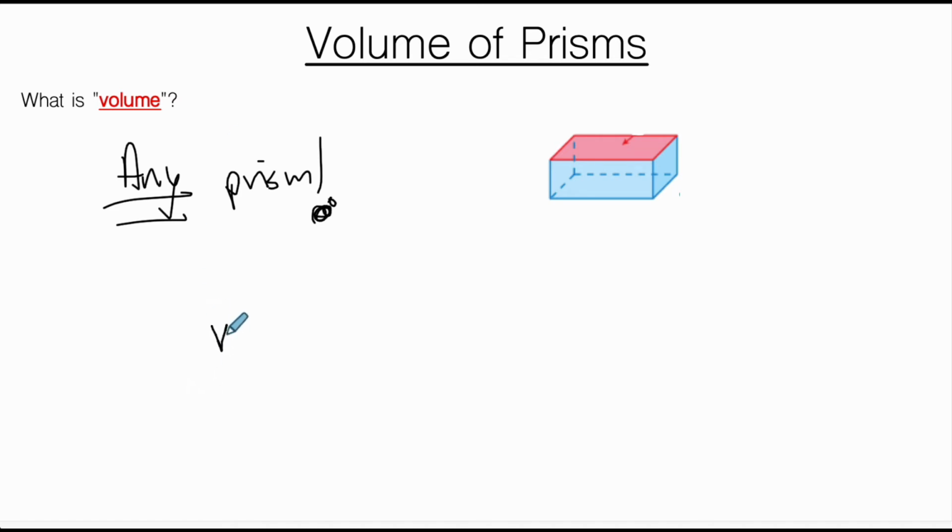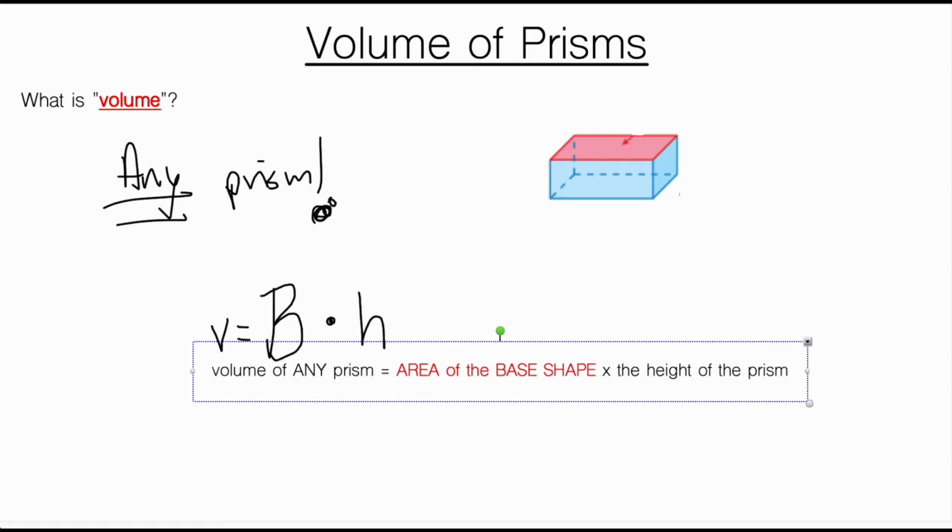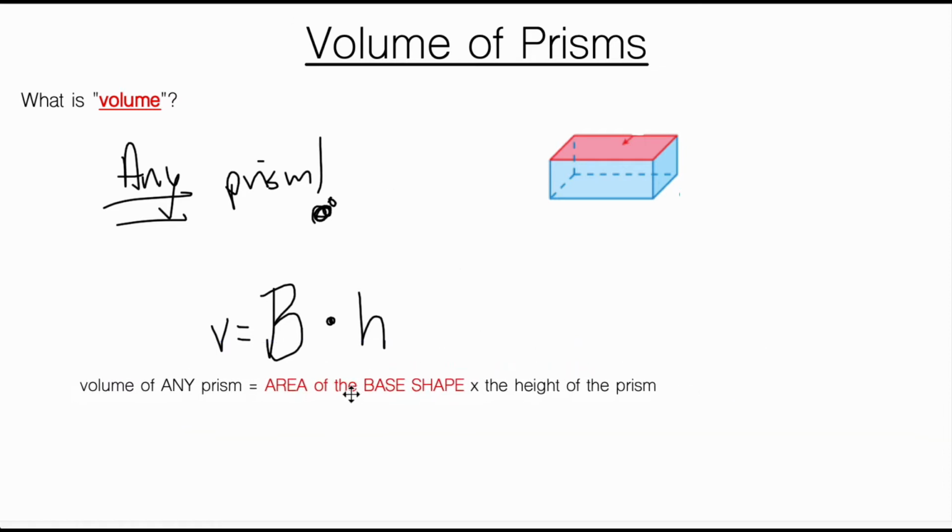Volume is equal to the area of whatever the base is multiplied by the height of the actual prism. And I'm going to write that out in words so that you have it. There is your formula written out in words.